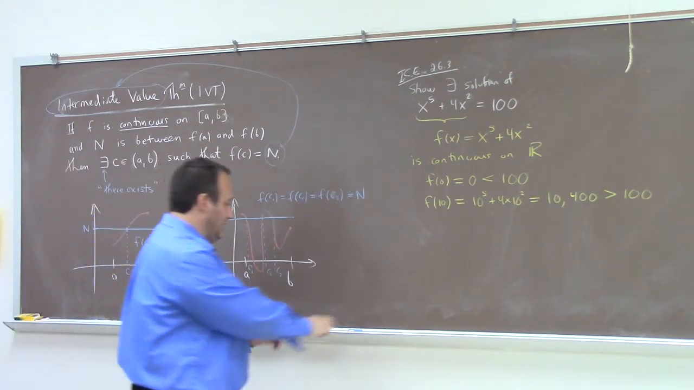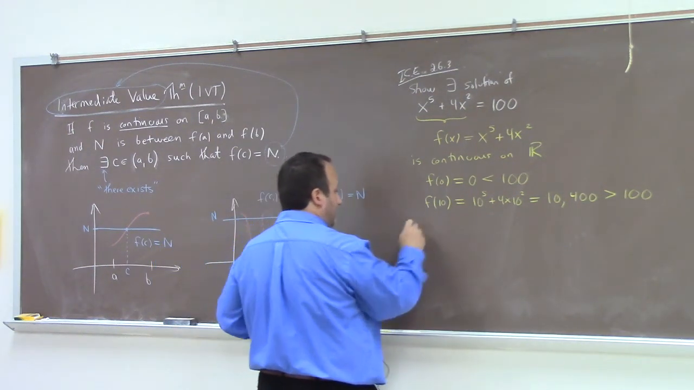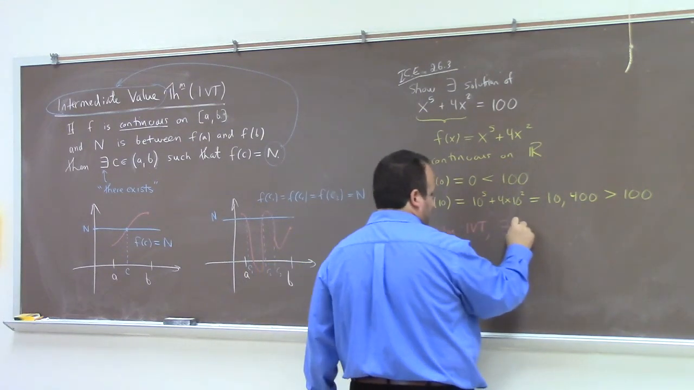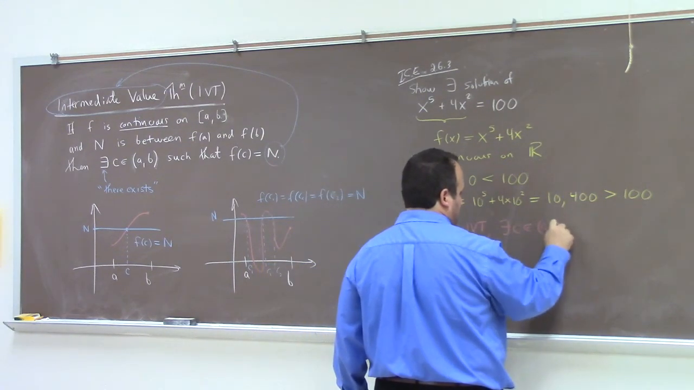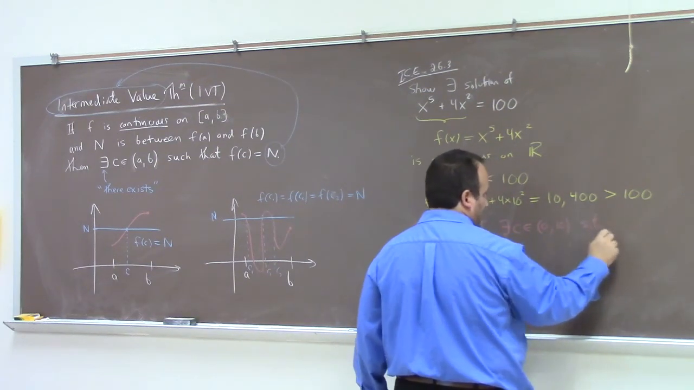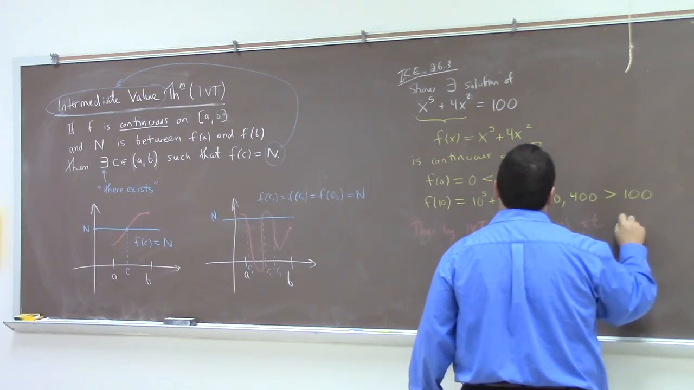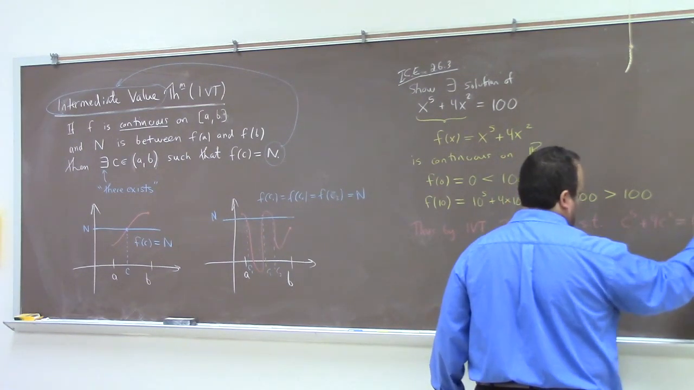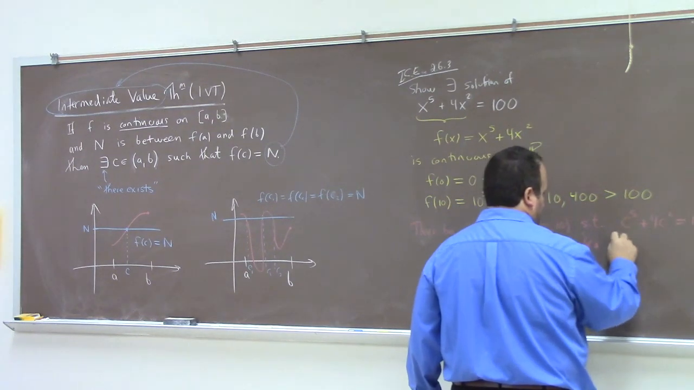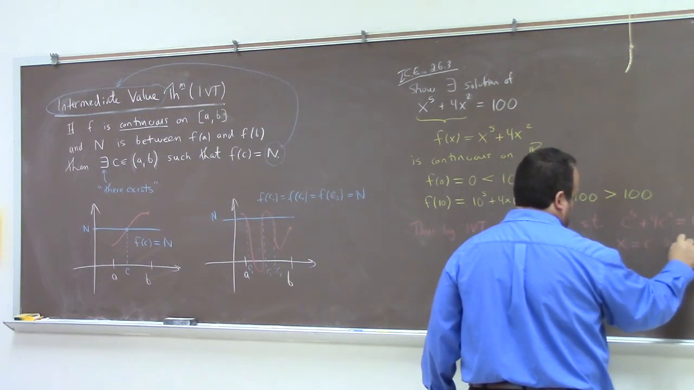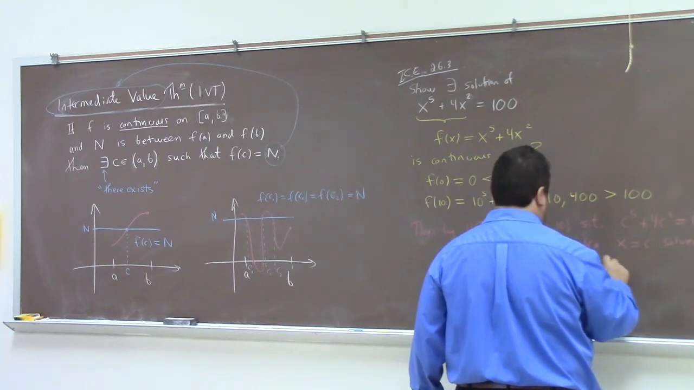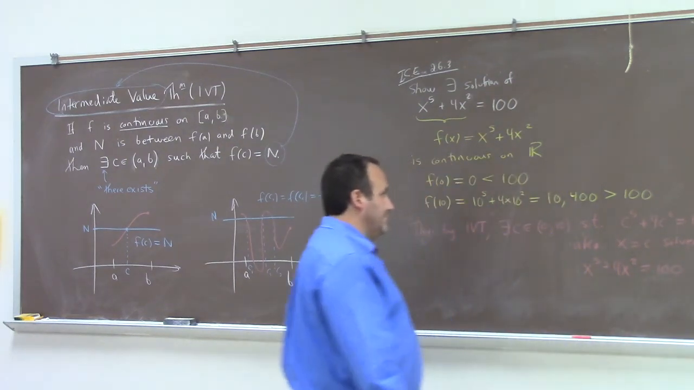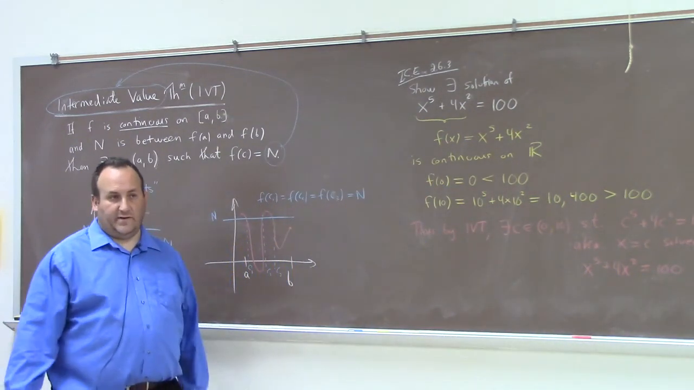So thus, by the intermediate value theorem, there exists C in 0 to 10 such that C to the 5th plus 4 times C squared equals 100, aka x equals C solves x to the 5th plus 4x squared equals 100. There you go.